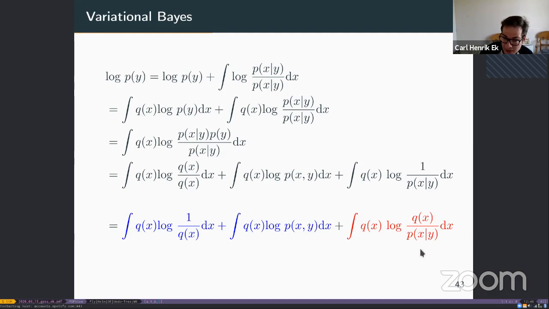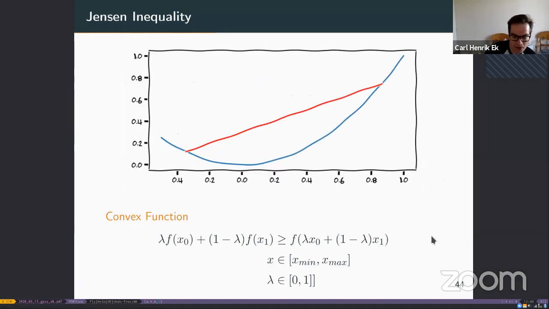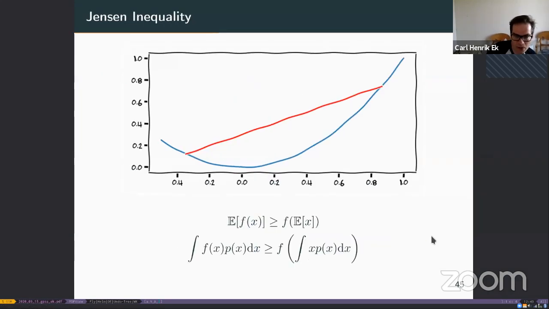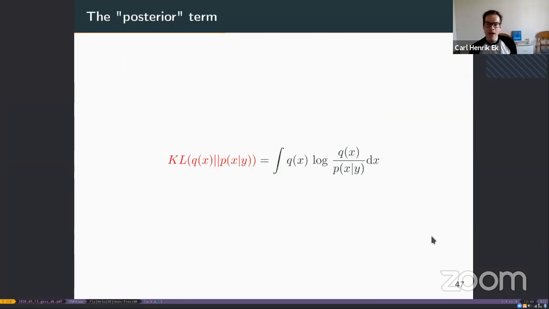This term here is the term that contains the element that is intractable. All these terms here in the blue are most likely tractable, but this term here is not, P of X given Y. So now we can look at that term in specific. Let's actually go back to that one afterwards. So that term there is called the KL divergence, or the Kullback-Leibler divergence. So it's Q of X log Q of X over P of X given Y.